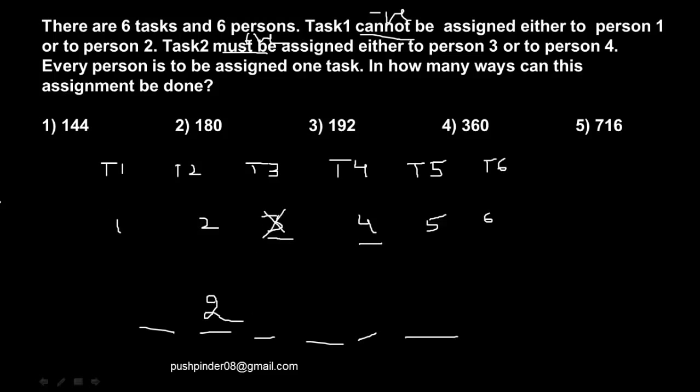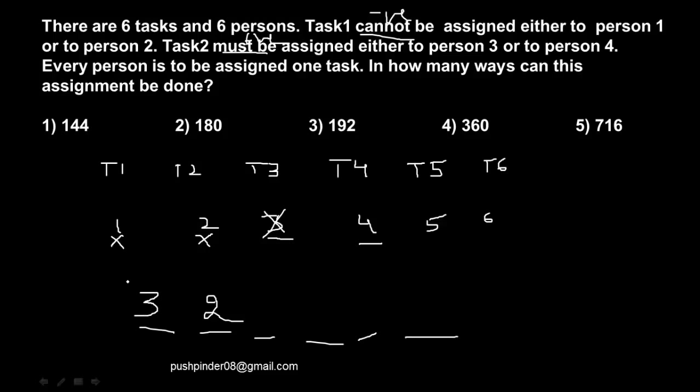So that means, let's suppose task 3 is assigned to person 3. Now let's move on. Now he's saying task 1 cannot be assigned to person 1 or person 2. Now this task 1 cannot be assigned to person 1. It cannot be assigned to person 2. Task 3 has already been assigned to person 3. So that means there are 3 ways left to assign the task 1, right?